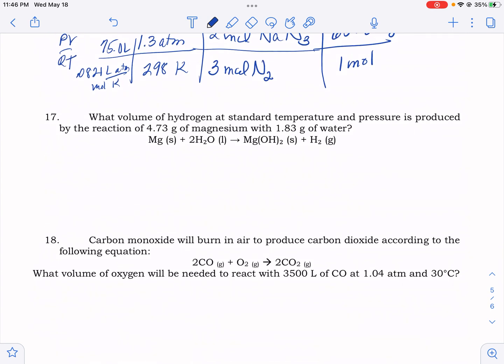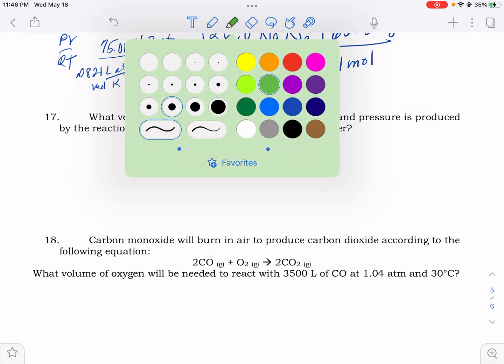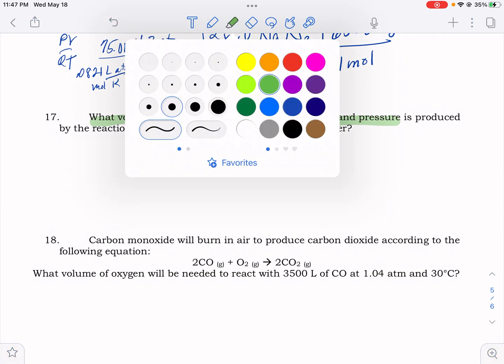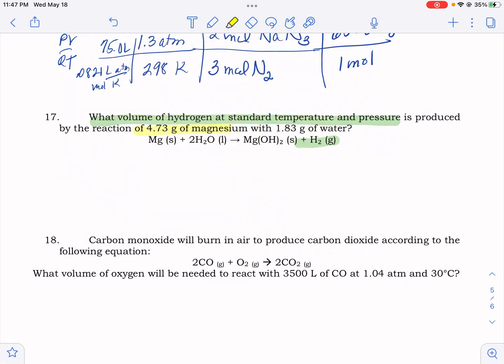Number 17, we're starting with grams. This one's out of place. This should have been back at the beginning. Oh, no, I lied. We are doing volume. So this is a gas one. We're solving for volume. Okay? We want to know how much hydrogen we're going to get. But we know 4.73 grams of magnesium and 1.83 grams of water.